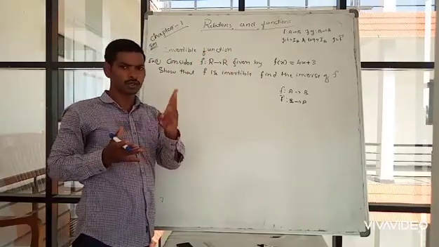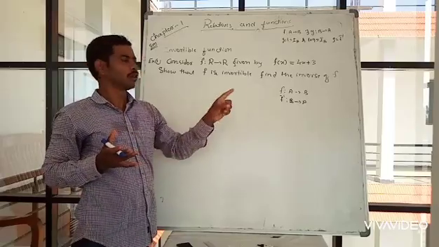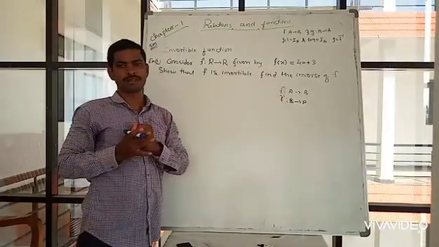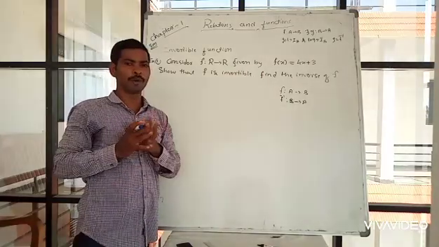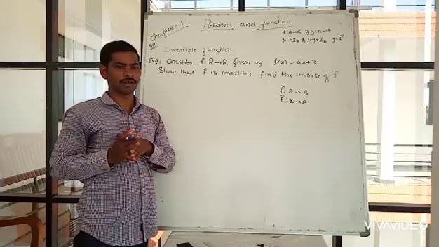For the 1-1 function, 2 marks. For the onto function, we get 2 marks. For writing the value of f inverse, again 1 mark. In this way, we get the 5 marks on this.